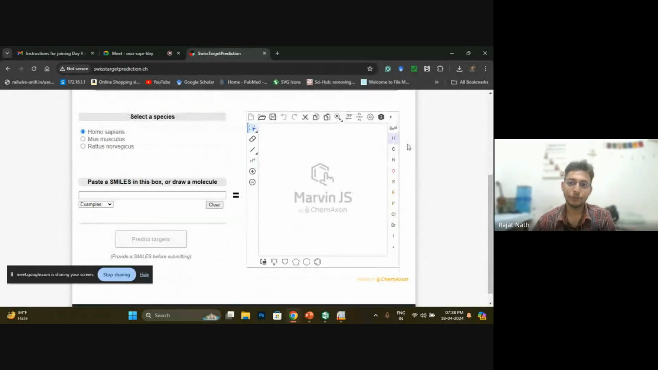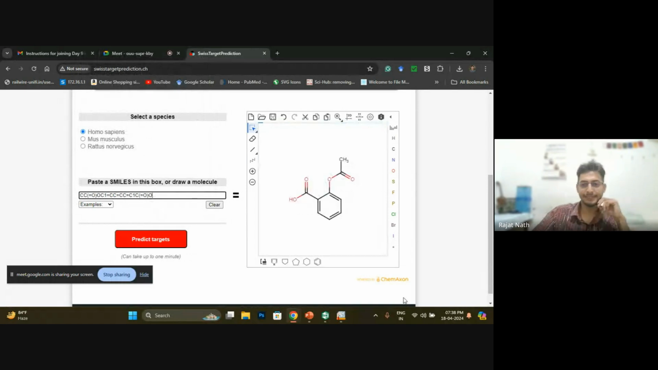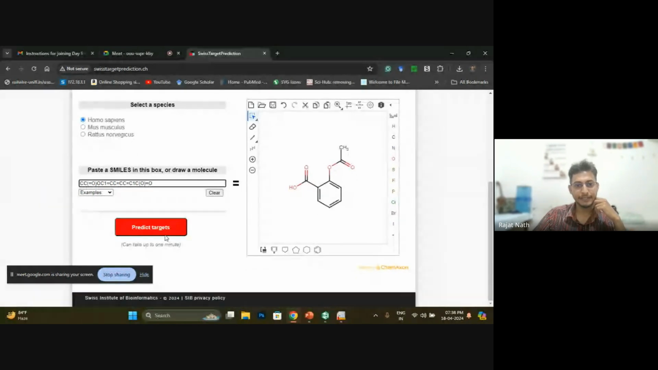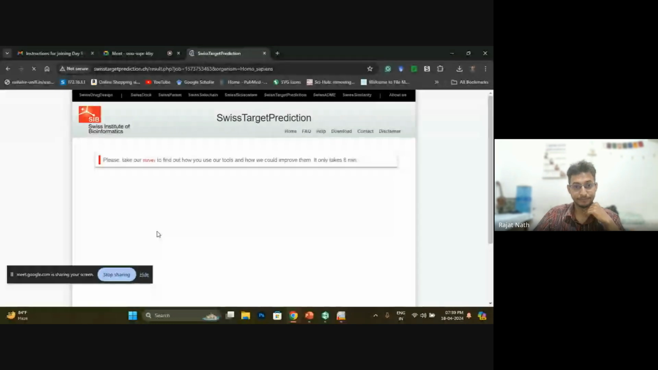Then again, you can draw the structure here, but I will paste the SMILES. There is the option to paste a SMILES. So I will paste the SMILES. When I paste the SMILES, see the structure has been generated. And I will click this Predict Targets. It will take a few minutes to predict the targets.